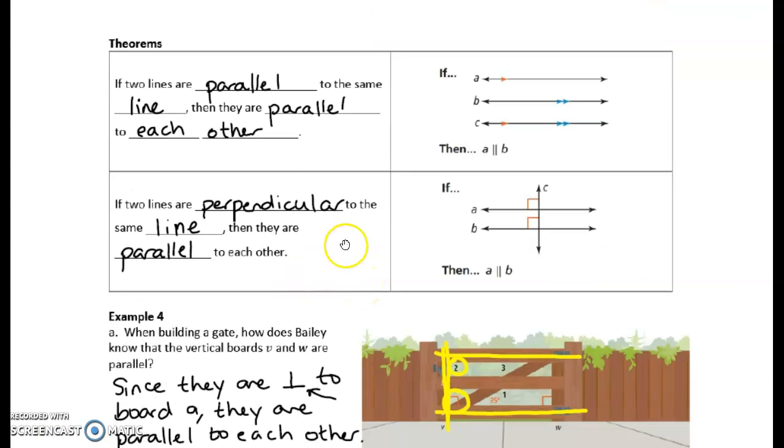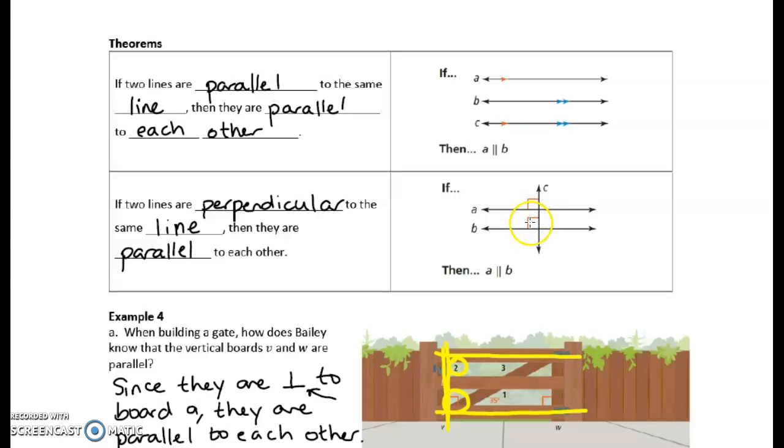Then we just did a couple extra theorems here. We just said if two lines are parallel to the same line, then they are parallel to each other. Okay, so if you have two lines that run alongside each other, never intersect, and you have another line that's parallel to one of them, then they're all parallel to each other. And the last one we said was if two lines are perpendicular to the same line, then they are parallel.